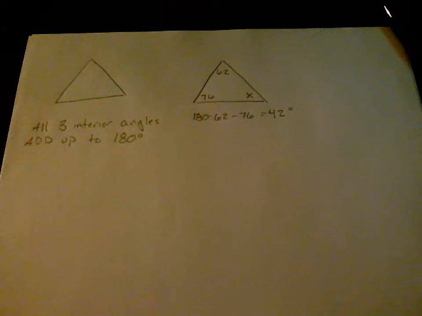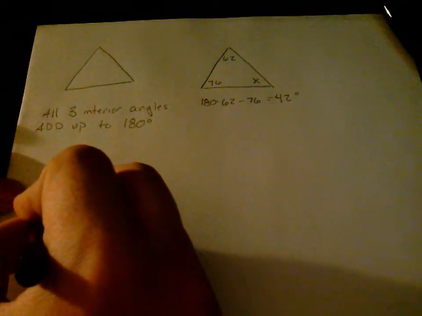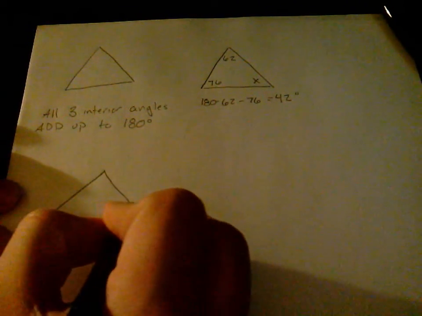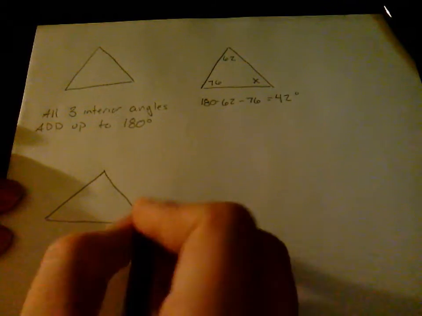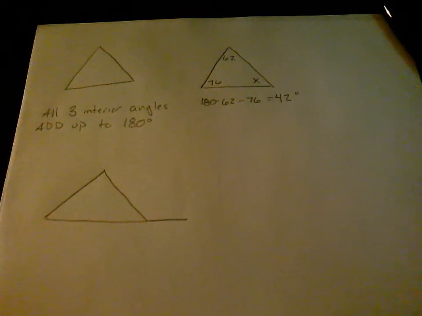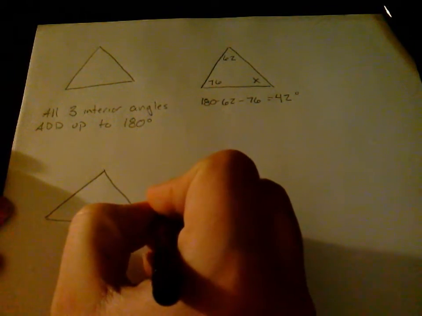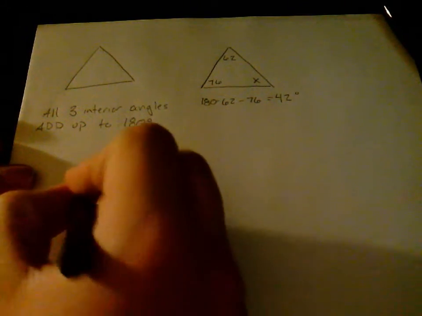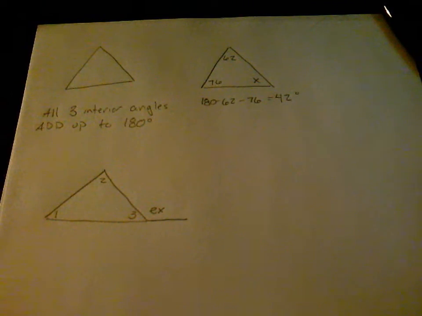Now, every triangle also has something known as an exterior angle. An exterior angle is just an angle that goes off one of the three angles. The exterior angle could be here, here, or here, but for simplicity I'm just going to put it right here. So there's an exterior angle. I'm going to put EX, which stands for exterior angle, and then we have the first, second, and third angles: 1, 2, 3.